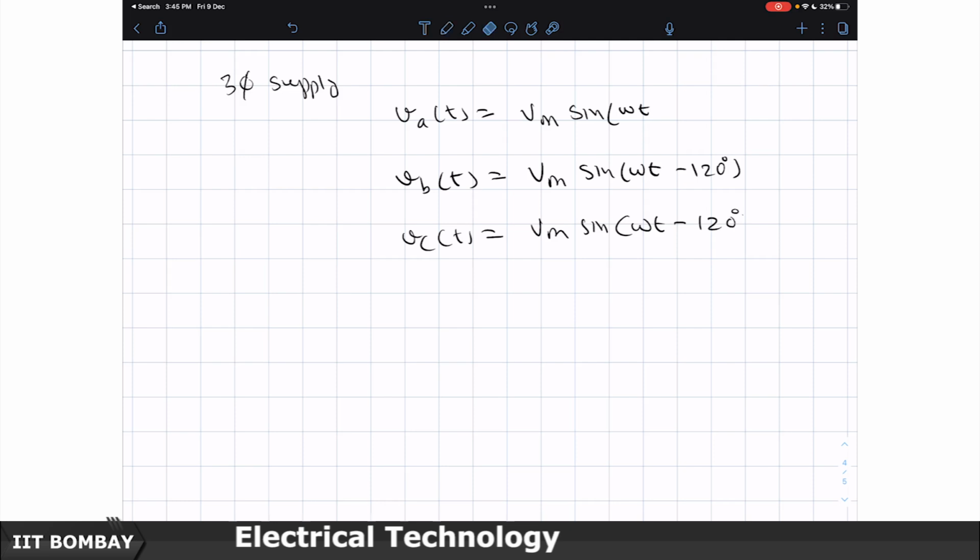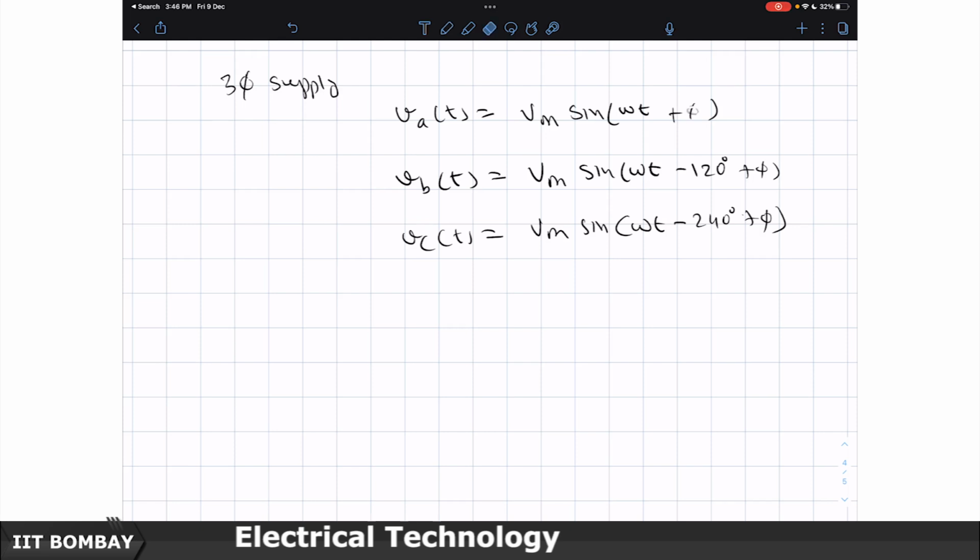Suppose if this voltage was sine of omega t plus phi, then automatically all the three phase voltages are shifted by a phi angle. So, I will have to add the 240 degrees. So, Va of t will become Vm sine of omega t plus phi, Vb of t will become Vm sine of omega t plus phi minus 120, and Vc of t will become Vm sine of omega t plus phi minus 240 degrees.